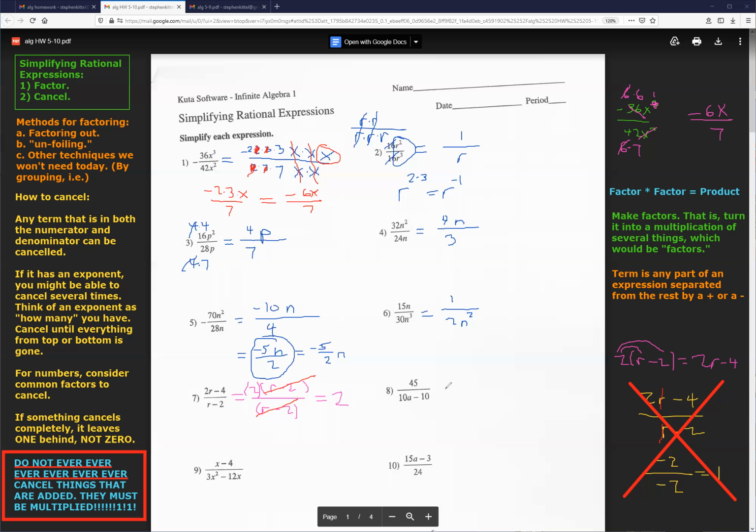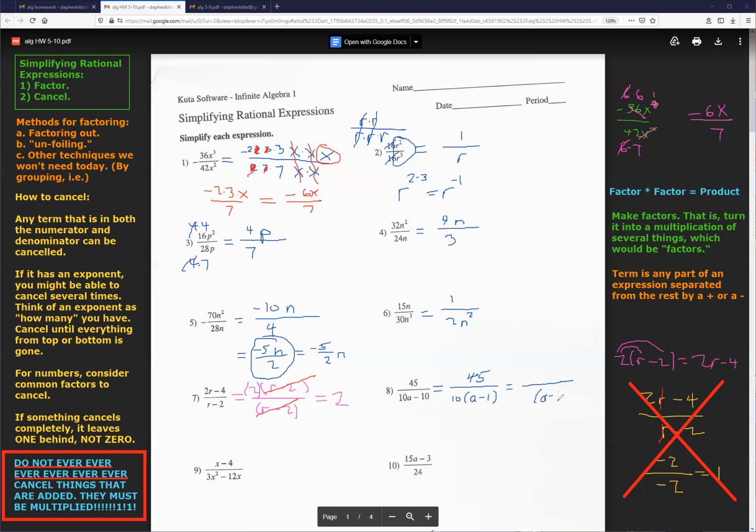So moving on to number 8. Well, 45 is just 45, nothing we can do about that. But on the bottom, we can factor out a 10 because it's in common with both of these two terms. So we're going to say that this is 10 times a minus 1. And now we attempt to reduce. A minus 1 is not going to cancel with anything, so obviously that's going to stay on the bottom.